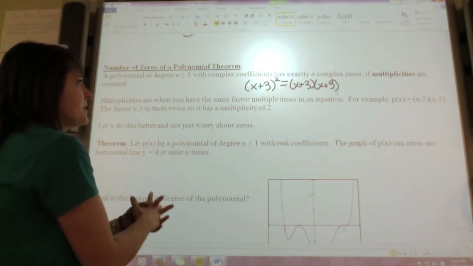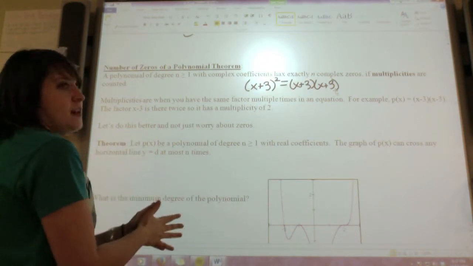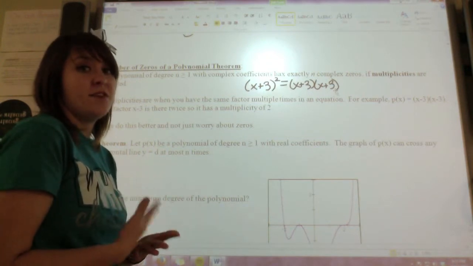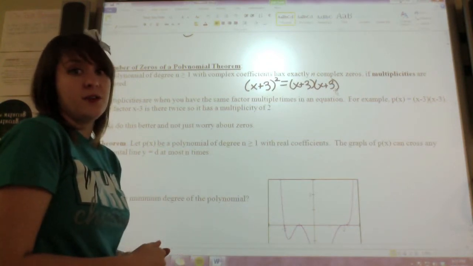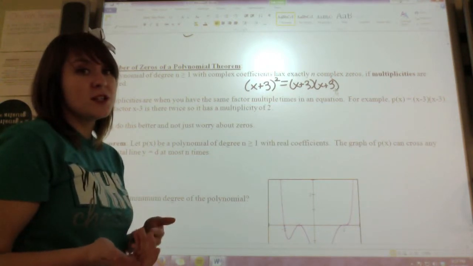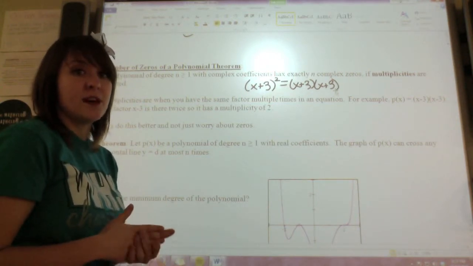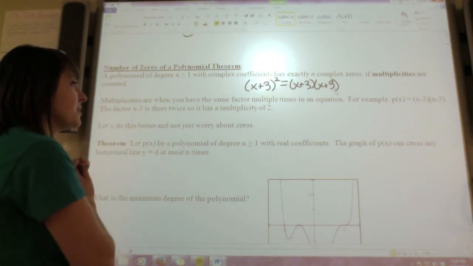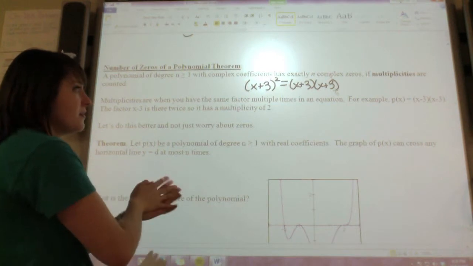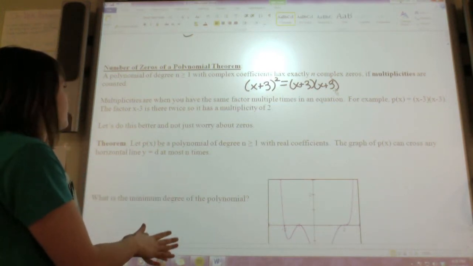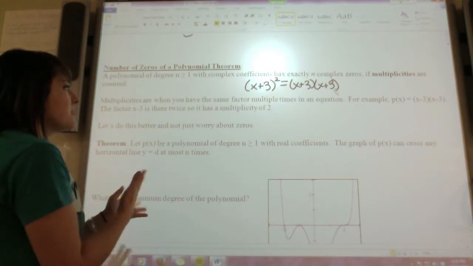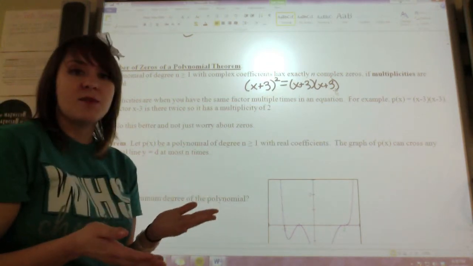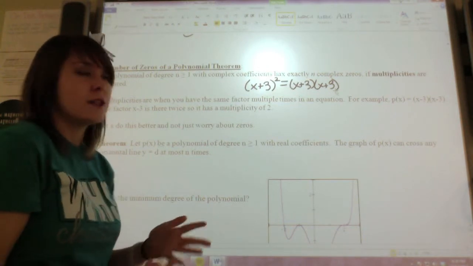So if multiplicities are counted, we have exactly n complex zeros. So if I have a 7 degree power, then I'll have exactly 7 zeros. Now some of them might be imaginary, some of them might be multiplicities, but I'll have exactly that many. Multiplicities are when you have the same factor multiple times in an equation. For example, p of x equals x minus 3 times x minus 3. The factor x minus 3 is there twice, so it has a multiplicity of 2. Okay? If it was there 3 times, it would have a multiplicity of 3, etc., etc.